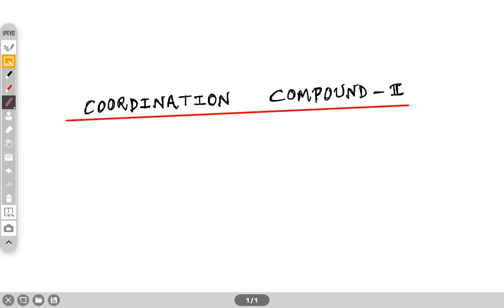We have a few drawbacks in Werner's Coordination Theory. That's why we require another kind of theory for bonding in coordination compounds, right? And then we got valence bond theory. This valence bond theory is very similar to what we have done in chemical bonding, if you remember. All those hybridizations and all, we'll discuss here. So the next theory is valence bond theory.